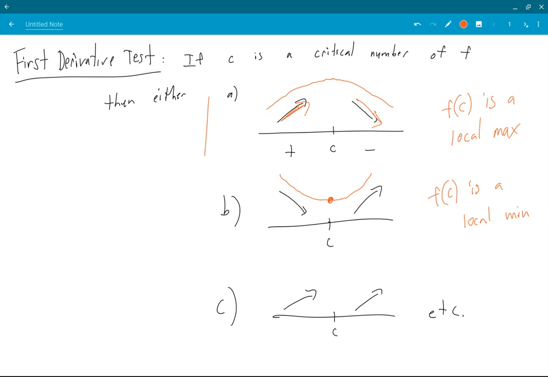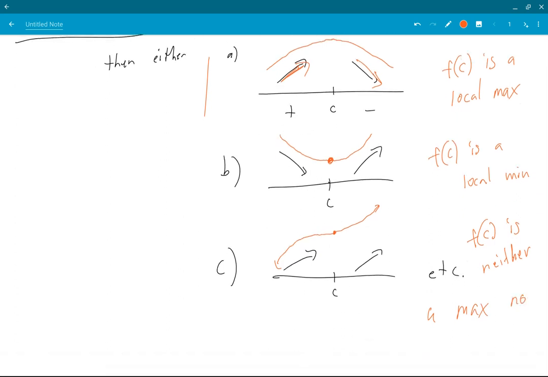Part C is just to warn you that you could have nothing. You could have increasing, flat right there, and then increasing again, right? That's a possibility. So in this case, f of c is neither max nor min.